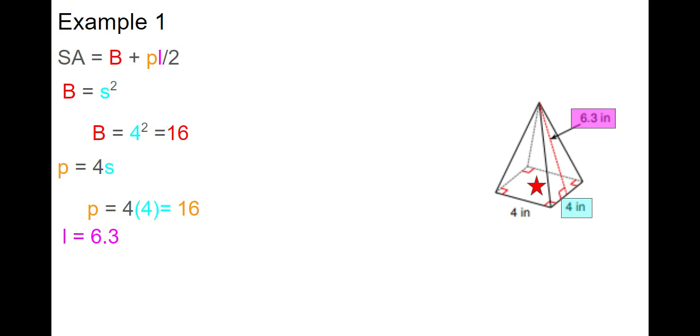Okay, so we have all of our numbers identified. Let's put it in the formula. So we have 16 plus 16 times 6.3, and we divide that last part by 2, and we should get 66.4 inches squared. Okay, and so that's the surface area of the square pyramid. So again, if we wanted to paint it, if we wanted to cover it with carpet or wrapping paper, something like that, is when we would need to use this.